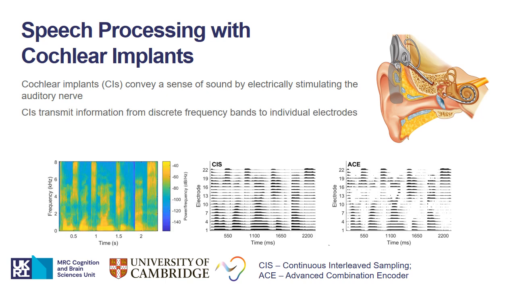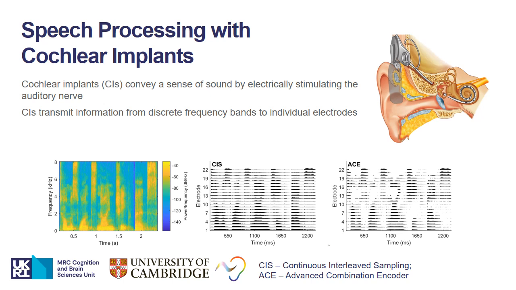This is demonstrated visually through comparison of the speech spectrogram on the bottom left and two electrodograms, or representations of cochlear implant stimuli across electrodes, in the middle and on the right. The two most common envelope-based cochlear implant processing strategies stimulate either all electrodes, as in the case of continuous interleaved sampling, or CIS, shown in the middle, or use channel selection to select a subset of electrodes within each processing cycle, as in the case of the Advanced Combination Encoder, or ACE, shown on the right.